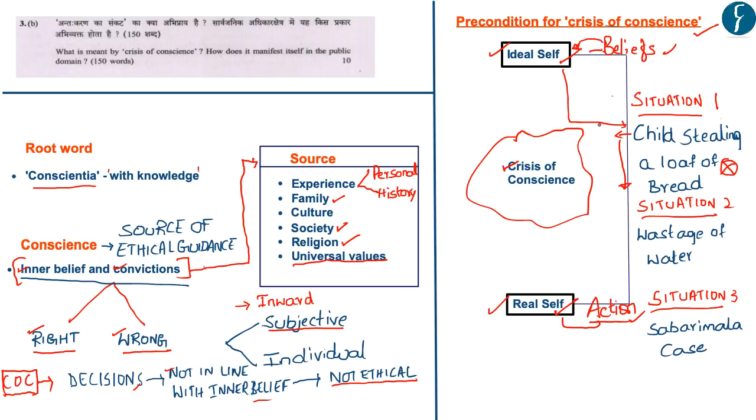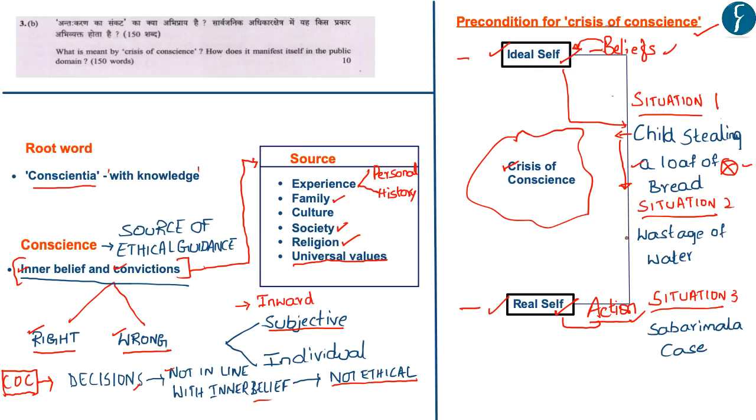As a result, as a precondition for the state of crisis of conscience to occur, there has to be a mismatch between what is called the ideal self and the real self. Since in this case, the child has no benchmarks of inner belief or conviction to judge its action of stealing a bread, it does not constitute a situation of crisis of conscience.